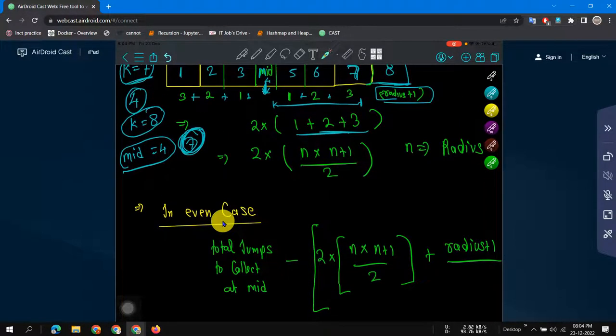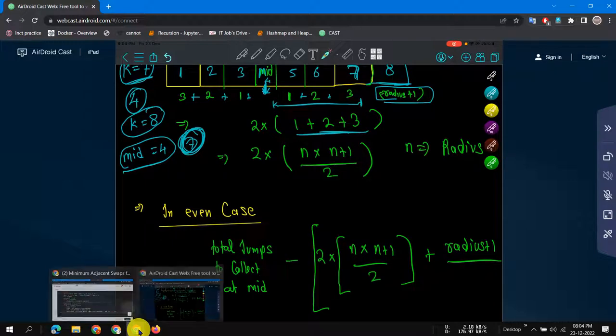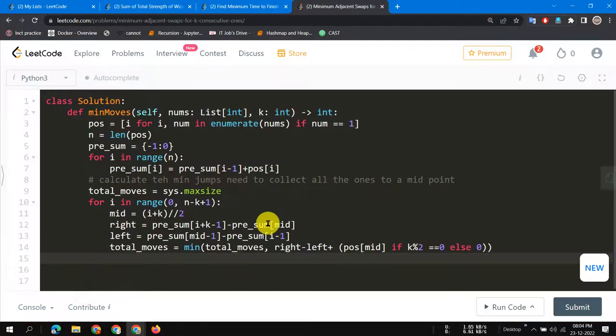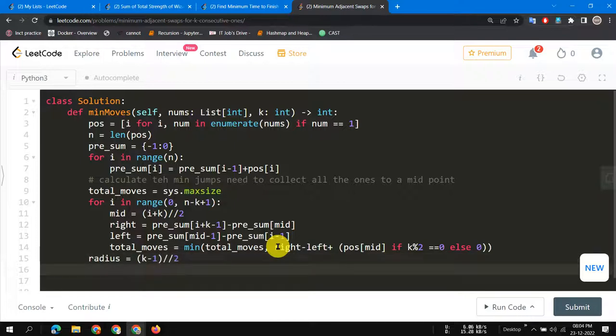Now let's code it up. I hope that the question is pretty much clear to you. Now let's code the whole thing. Now how would I find the radius? Radius will be k minus 1, divided by 2. Why do I take a minus? Because if I take the minus, it will handle both the odd case and the even case.